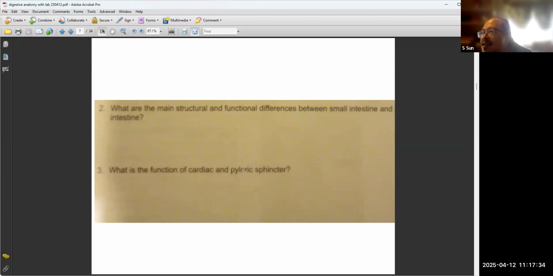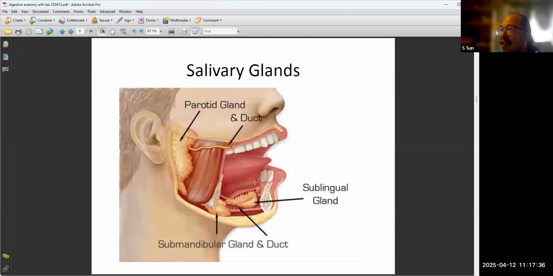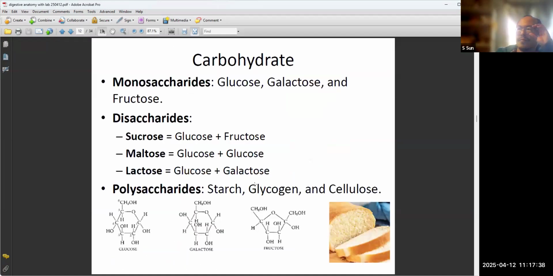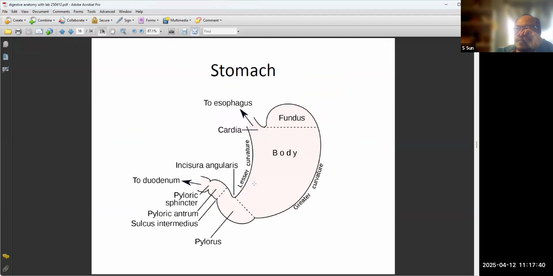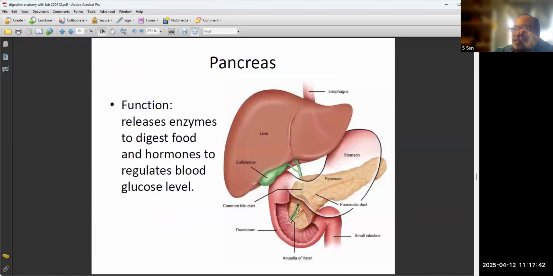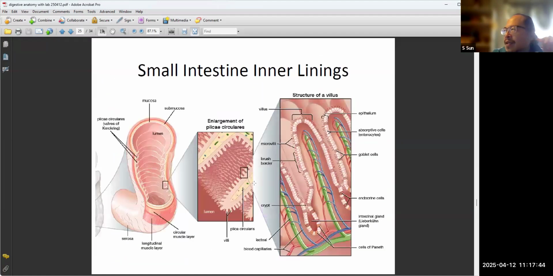Let me bring you to that structure again. Small intestine, inner lining right here. So you have a lot of this protrusion, increase the surface area. First one is the larger one. This one is called plica. And then on top of plica, you also have this protrusion called villi. So that's that.